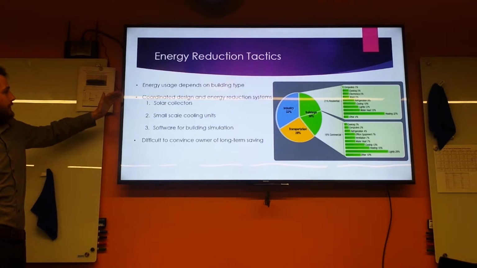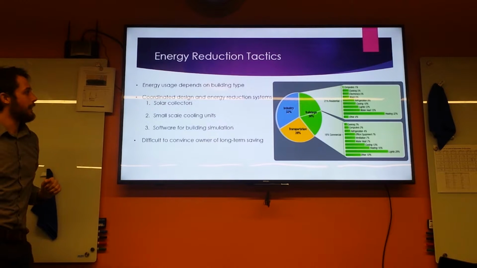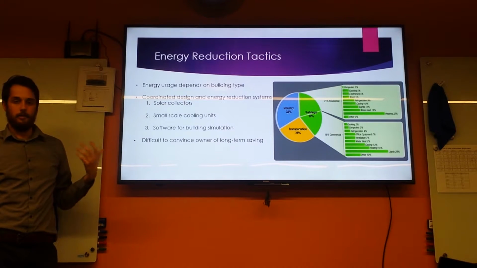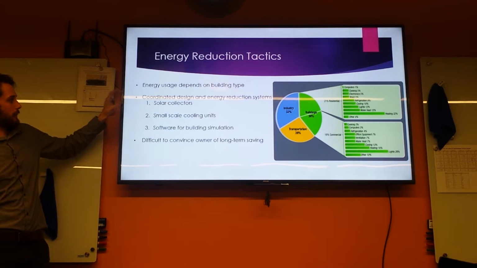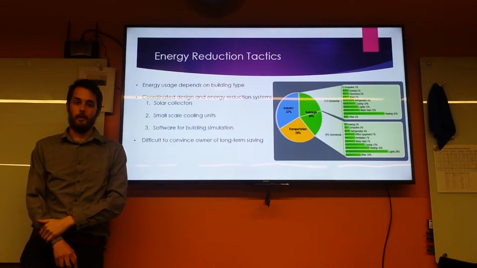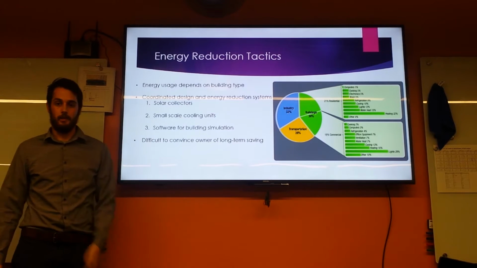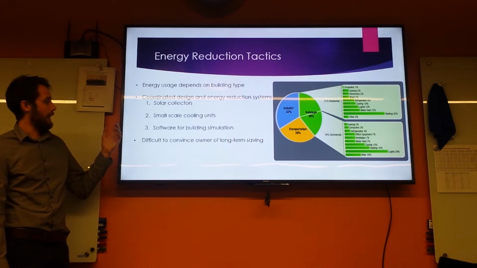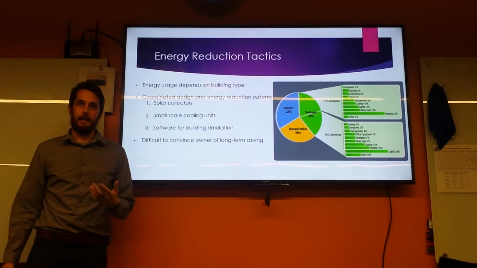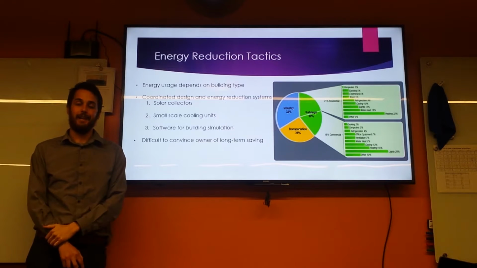So here we can see the coordinated design and energy reduction systems with solar collectors, so you can make a black roof that would hopefully take in more heat. Some small scale cooling units, which is just high efficiency units. And software, in this day and age, software can save you a lot of money.